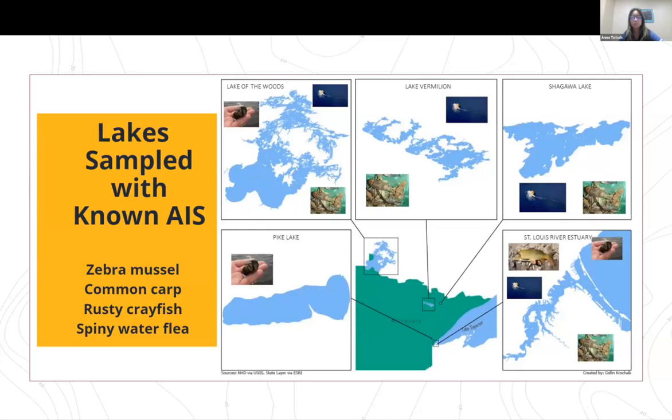As you can see, the St. Louis River estuary contains all of our species of interest: zebra mussel, common carp, rusty crayfish, and spiny water flea, whereas Pike Lake only contains one of the species of our interest, which is zebra mussel.